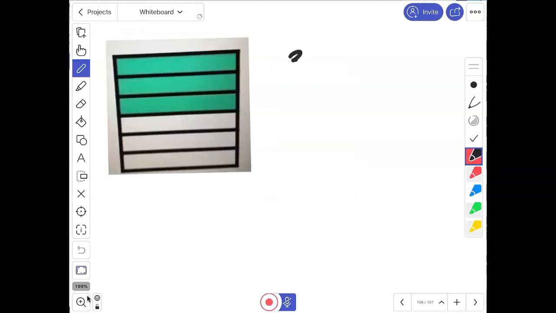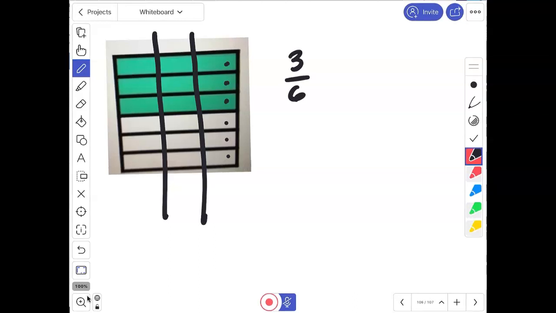This looks like 3/6 to me. 1, 2, 3 are shaded out of 1, 2, 3, 4, 5, 6. Okay, what if I do this? My denominator's not 6 anymore because I cut it. I dressed it up in a costume. It's not 6 anymore. Now it looks like it's 18.